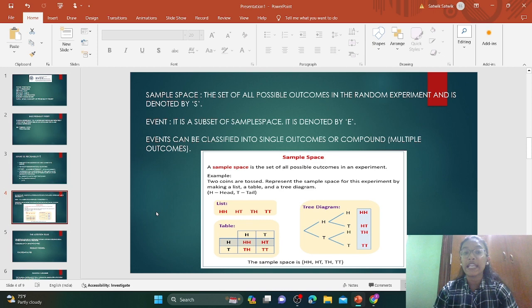Next, what is an event? It is a subset of the sample space and is denoted by E. Events can be classified into single outcomes or compound, multiple outcomes. Just look into this diagram. A sample space is the set of all possible outcomes in an experiment. As you can see here, the list HH, HT, TH and TT is the sample space. This is the table, and HT which is represented here is the event.